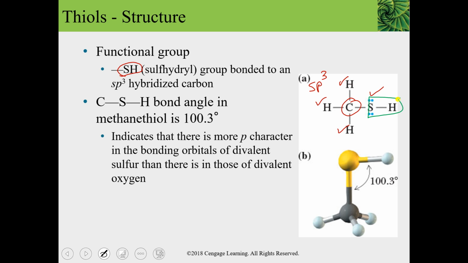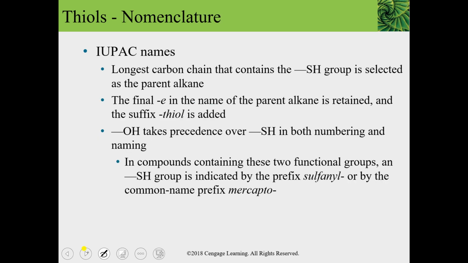So our C-S-H bond angle is approximately 100.3, and that's in methane thiol. It indicates that there is more p character than not. All right. I'm less concerned about you knowing angles, more concerned about you understanding the concept.